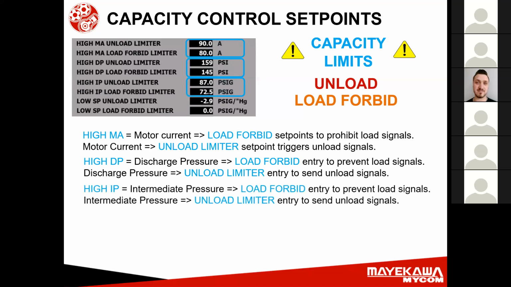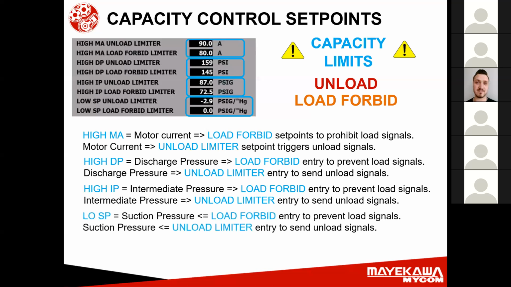If you have a compound compressor you are operating, the high IP unload and load forbid limits for intermediate pressure will be available. The low SP unload and low SP load forbid entries are compared to the compressor suction pressure to unload the compressor and prohibit load signals to the compressor during a low suction pressure condition.